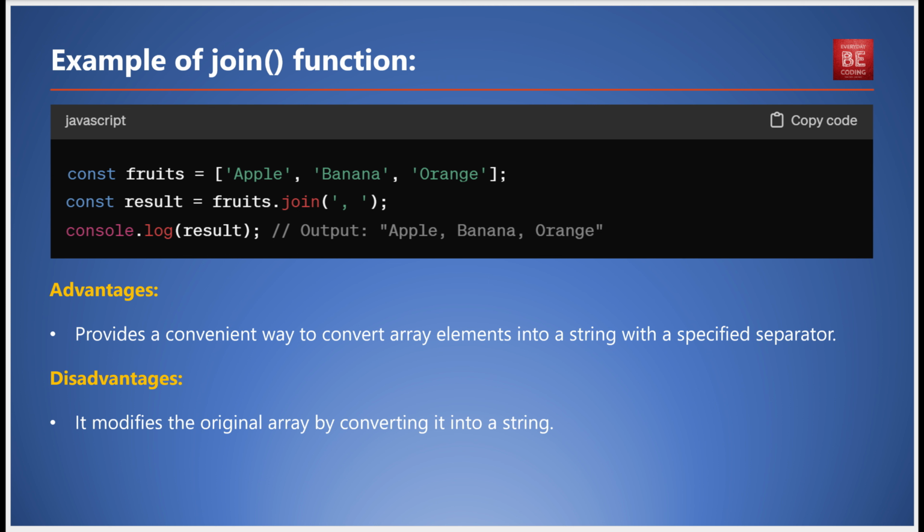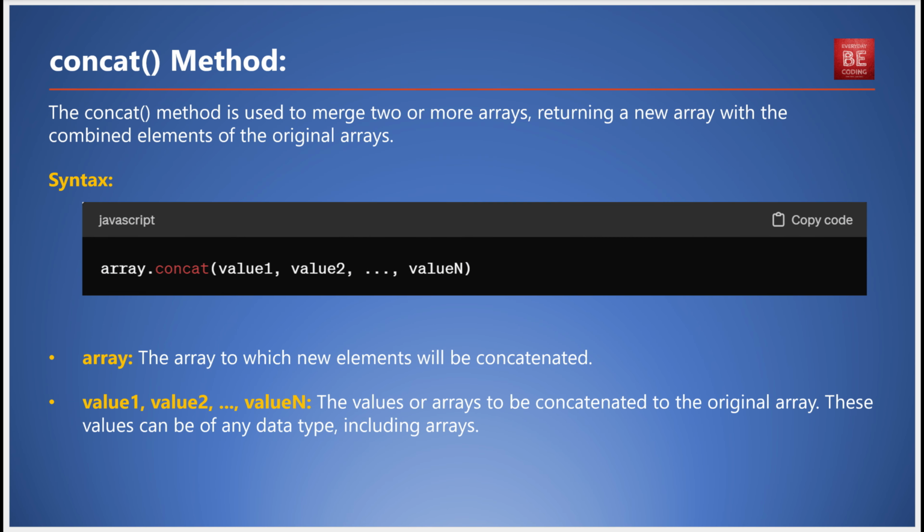Suppose you have an array of fruits: apple, banana, and orange. If you want to convert this array into a string separated by commas, you would use the code const result = fruits.join(). The output here would be apple,banana,orange. While the join method is a handy way to convert array elements into a string, keep in mind that it modifies the original array.